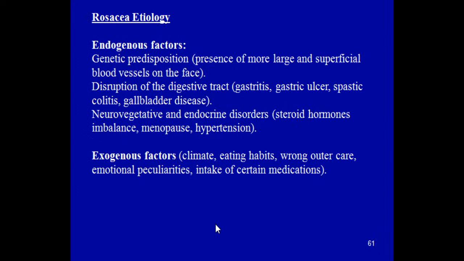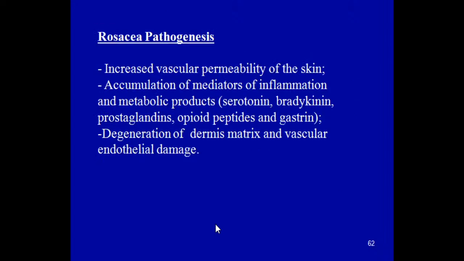Exogenous factors: climate, eating habits, wrong skin care, emotional stress. Rosacea pathogenesis. Increased vascular permeability of the skin, accumulation of mediators of inflammation and metabolic products: serotonin, bradykinin, prostaglandins, vasoactive peptides, and gastrin. Degeneration of dermis matrix and vascular endothelial damage.